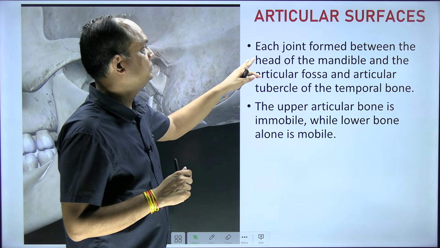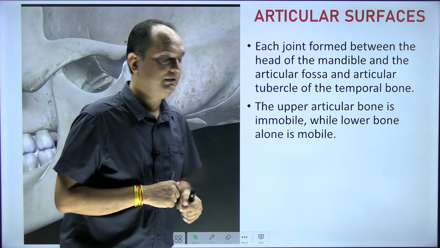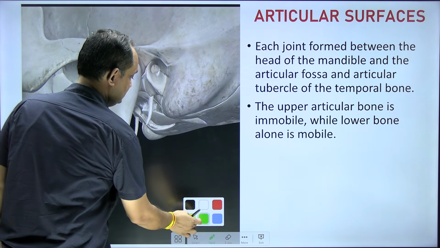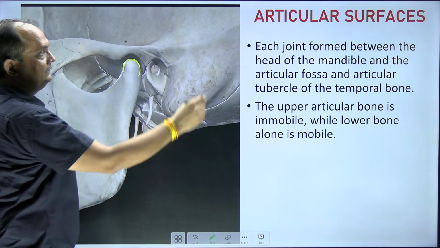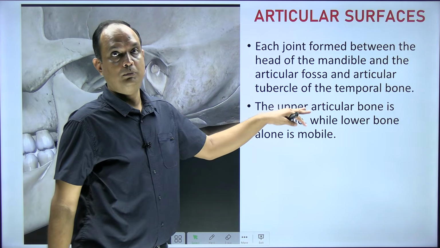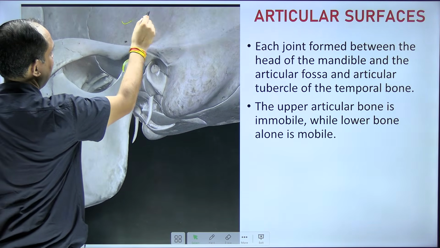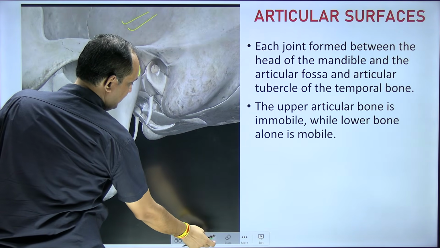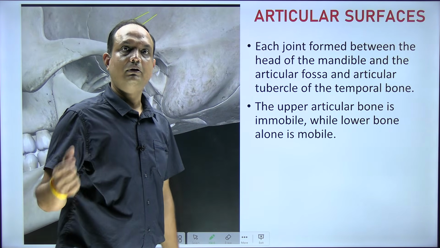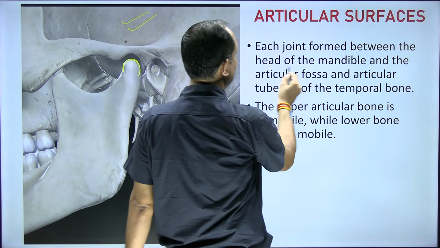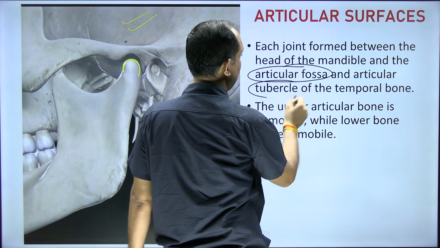Now what are the articular surfaces of this temporomandibular joint? You know that each joint is formed between the head of the mandible, so where is the head of the mandible? In this image you can see that this is the head of the mandible, and the second part comes from the temporal bone. This is the temporal bone, and the parts of the temporal bone contributing to your TM joint are the articular fossa and the articular tubercle.